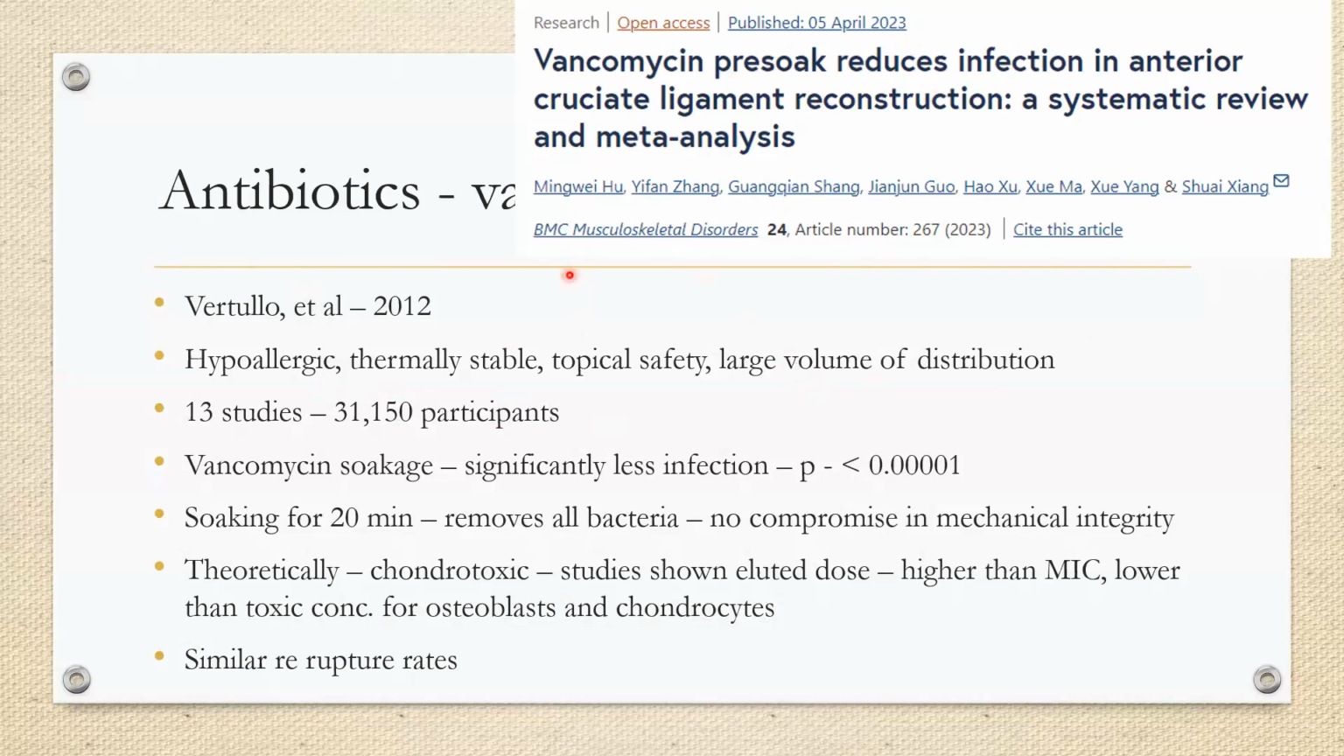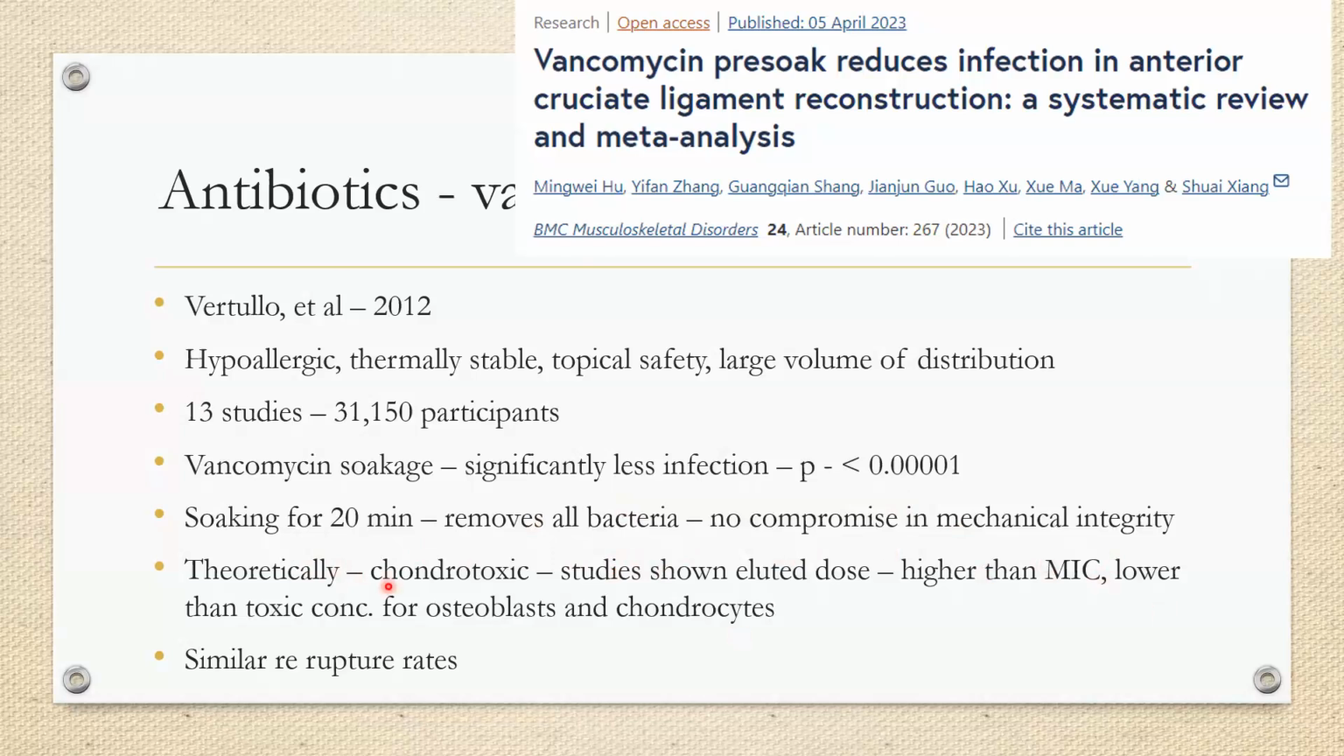This is a meta-analysis of 13 studies involving 3,150 participants, and the ultimate conclusion was that vancomycin significantly decreases the risk of infection, with a very significant P value. The recommendation is soaking the graft for 20 minutes, which will remove all the infecting bacteria. Soaking for 20 minutes does not compromise mechanical integrity and hence can be safely used.